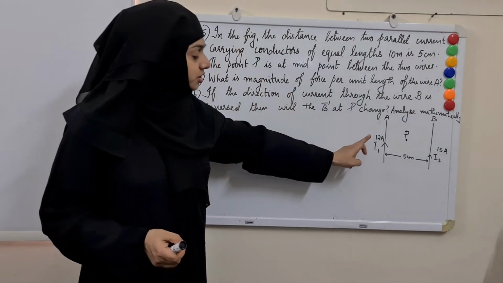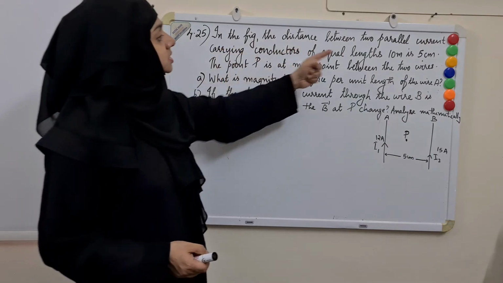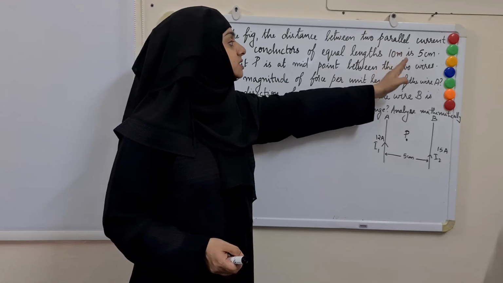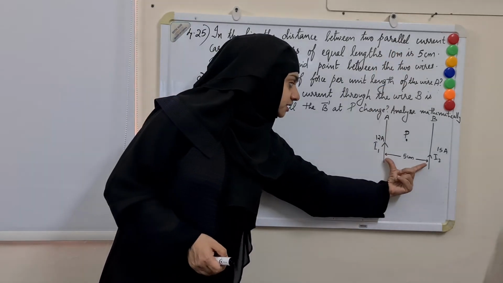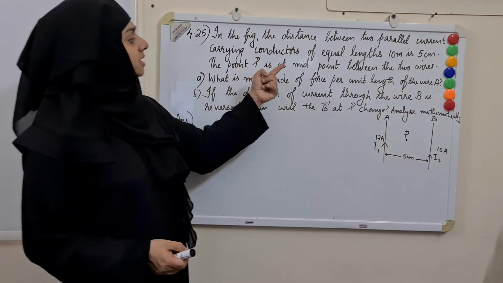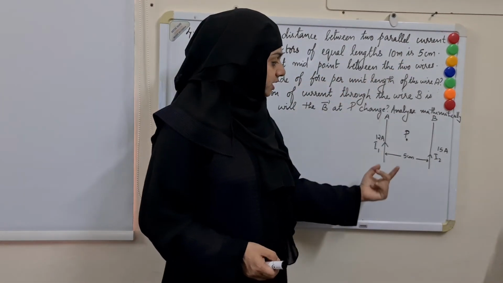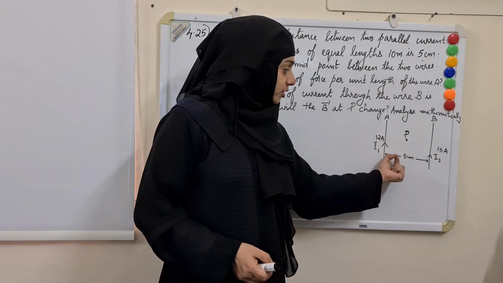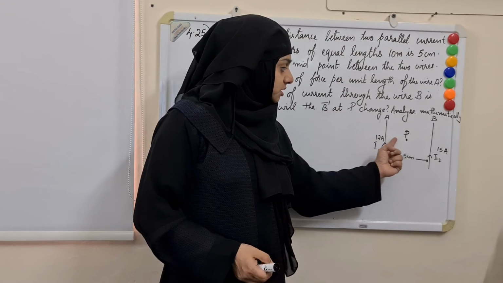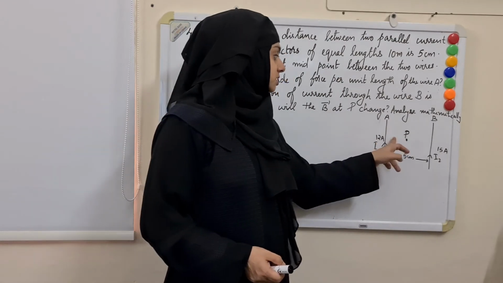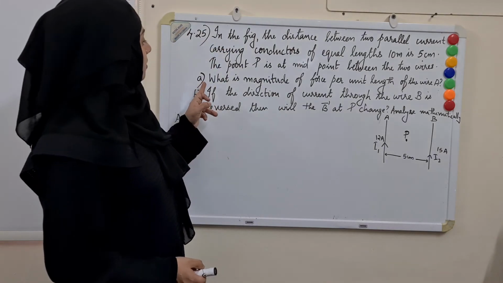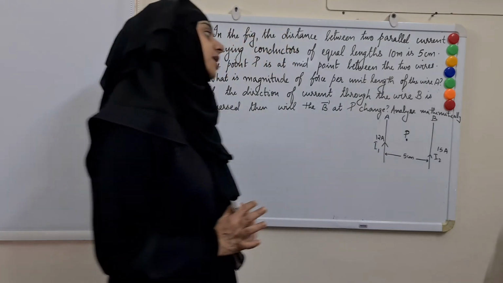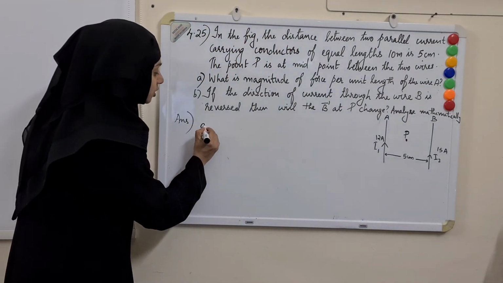In the figure, a figure is given. The distance between two parallel current carrying conductors of equal lengths 10 meter is 5 centimeter. The point P is at the midpoint between the two wires. So how much will this distance be? It's 5 centimeter in total, so this distance will be 2.5 centimeter. What is the magnitude of force per unit length of the wire A? So let us first solve the A part.